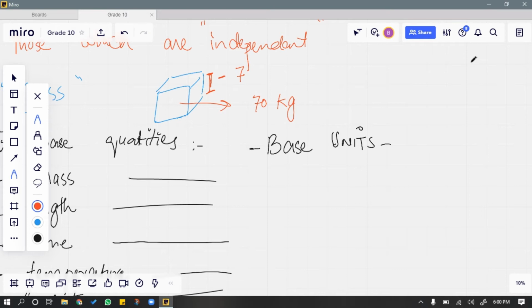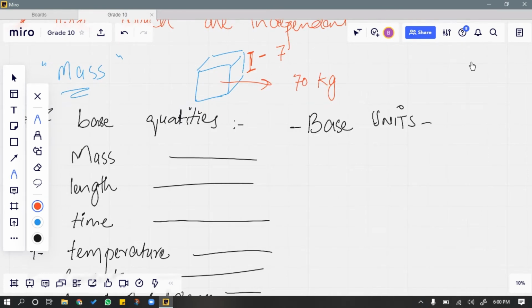Now coming back to our topic, base quantities have been given base units, and we are going to look into those units one by one. Mass has been given a unit which is known as the kilogram, and those base units have been defined by the International System of Units, which is known as SI units. That SI means Système International.